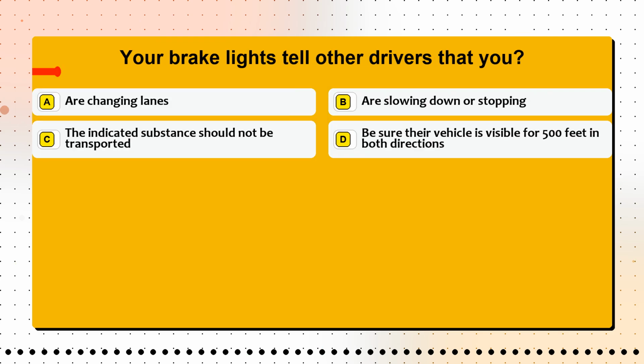Question 70. Your brake lights tell other drivers that you? Here are the options. Option A. Are changing lanes. Option B. Are slowing down or stopping. Option C. The indicated substance should not be transported. Option D. Be sure their vehicle is visible for 500 feet in both directions.